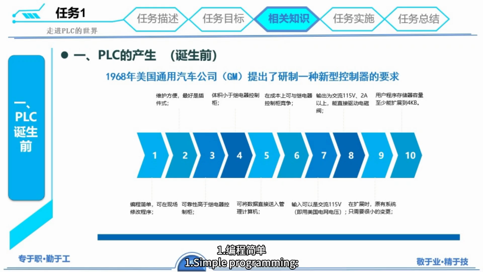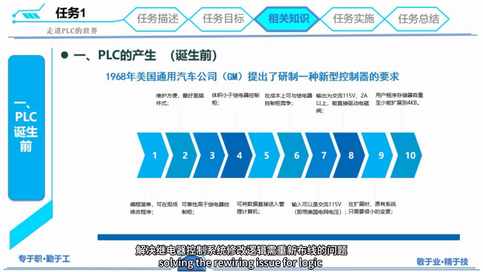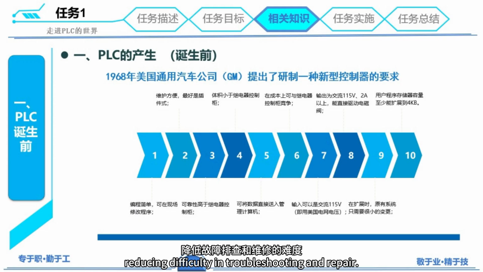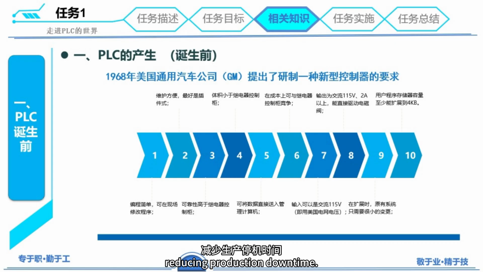First, simple programming. It allows on-site program modifications, solving the rewiring issue for logic changes in relay control systems. Second, easy maintenance. Plug-in type is preferred, reducing difficulty in troubleshooting and repair. Third, higher reliability than relay control panels, reducing production downtime. Fourth, smaller size than relay control panels, saving workshop space.